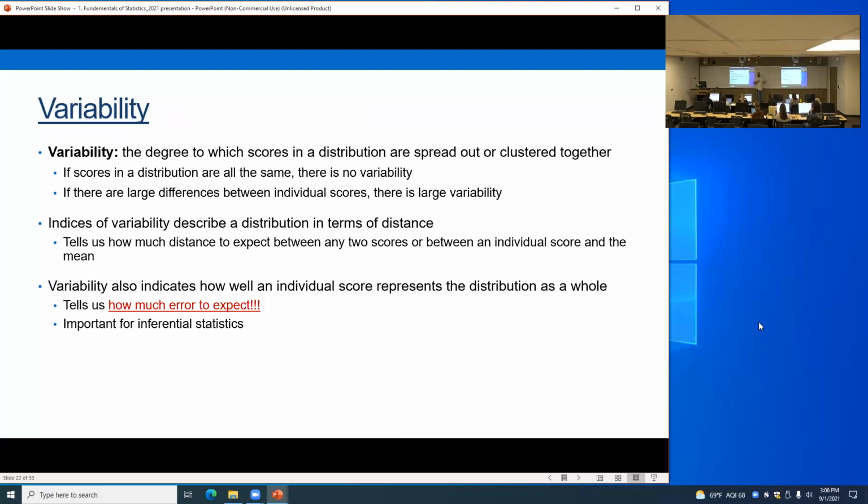Okay. Central tendency. How do people feel about central tendency? Feeling good about central tendency?